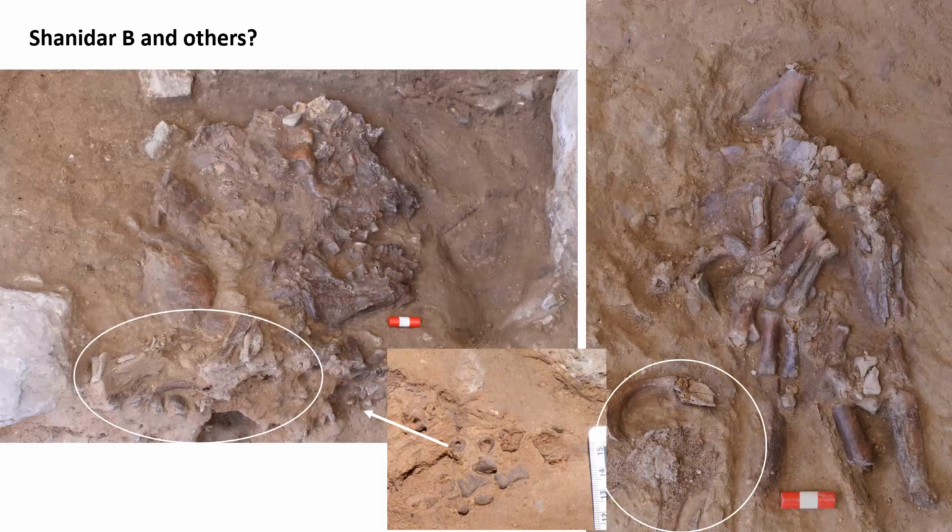Perhaps suggesting that Shanidar Zed was disturbed and another individual put in on top. And then perhaps they were disturbed, remains pushed aside, and likely Shanidar 4 placed on top of those. Here also we've got a concentration of hand bones.